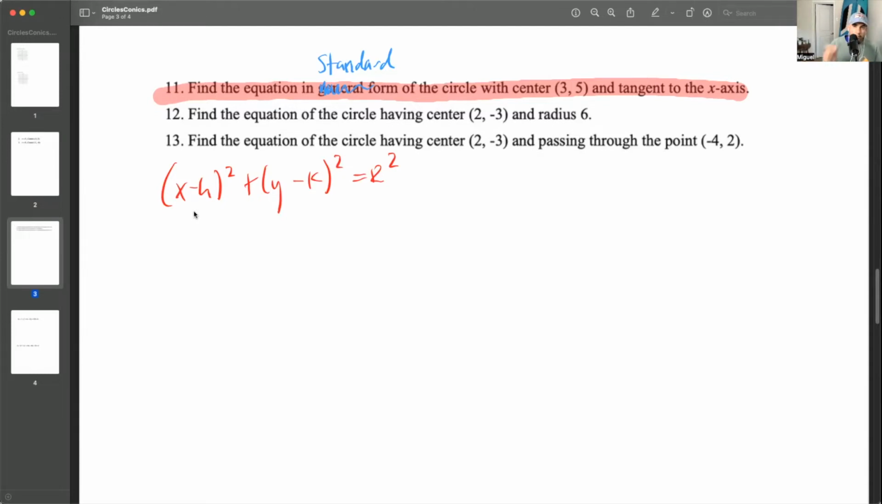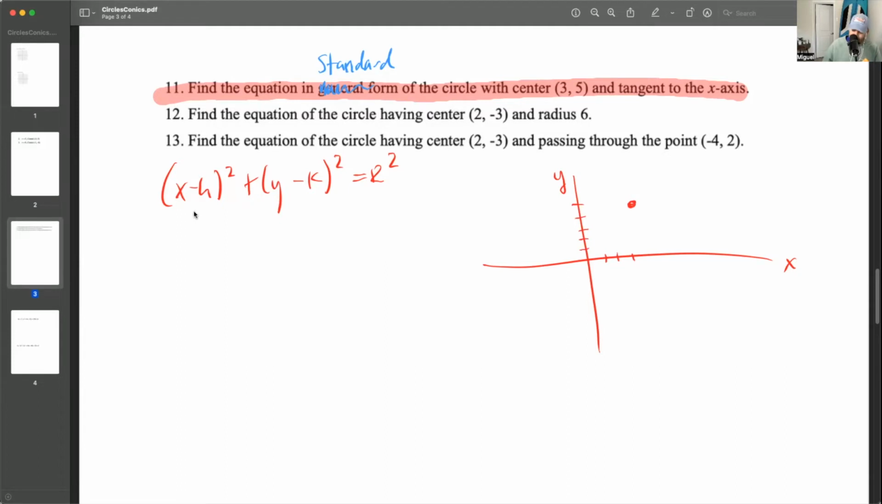Now, we know the center is (3, 5), and they say it's tangent to the x-axis. What does that even look like? Let's draw something out just to visualize what's going on. So I have the best x and y axis that I can possibly draw. I have my center somewhere here. There you go.